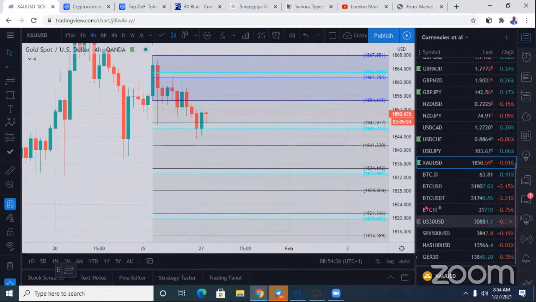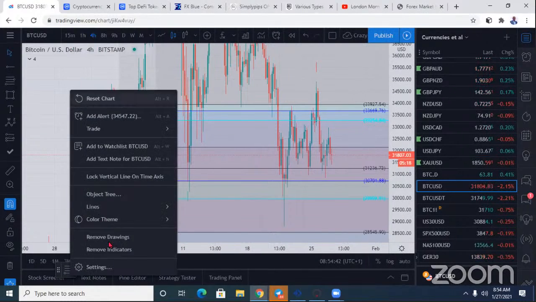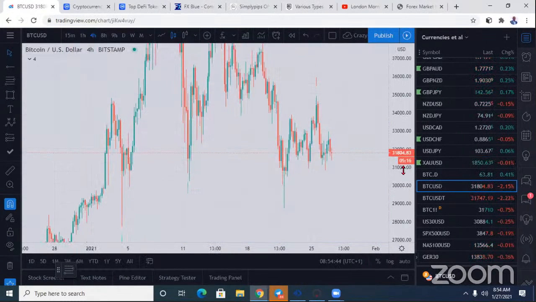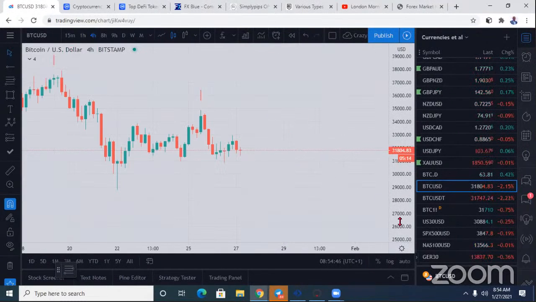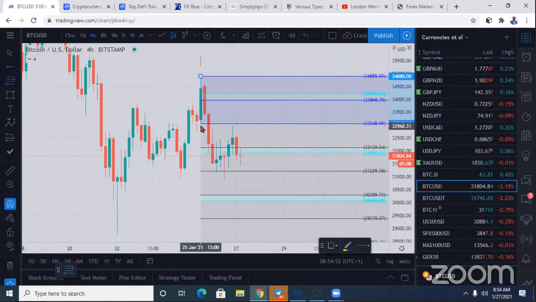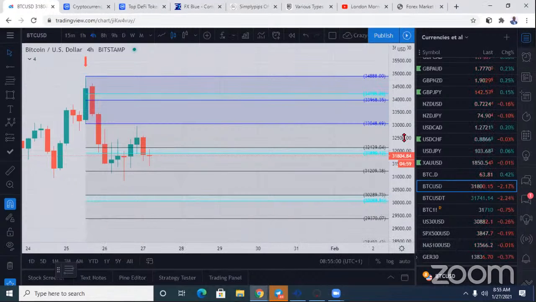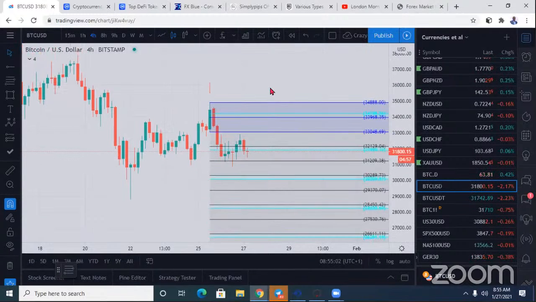Let's look at Bitcoin. All right, so for Bitcoin, we have a bearish PC. If you've been following me on TradingView, if you are not, follow me on TradingView. I've been giving some updates on Bitcoin. We anticipated this drop.